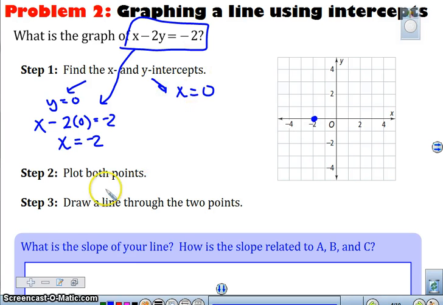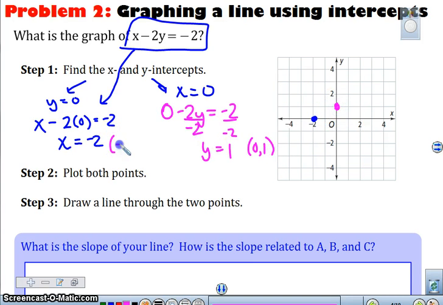What is our y-intercept? Again, the y-intercept is when x is 0, so 0 minus 2y equals negative 2. We're going to divide both sides by negative 2, and y is going to be equal to a positive 1. So we're looking at the point (0, 1). We were also looking at this point being (-2, 0).